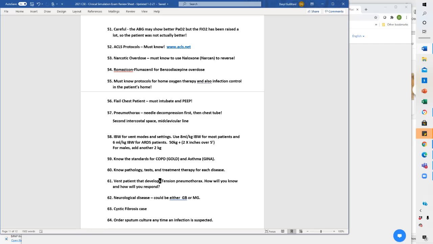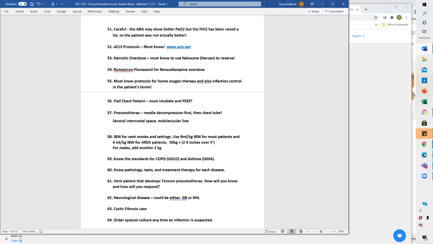A ventilator patient that develops a tension pneumothorax. Okay. Well, first, how will you recognize that? And then how will you respond? Let's say you've got a patient with a tension pneumothorax. How will you know that? Think about it for a minute. And then what are you going to do to save that patient's life? Because they won't survive if you don't take action.